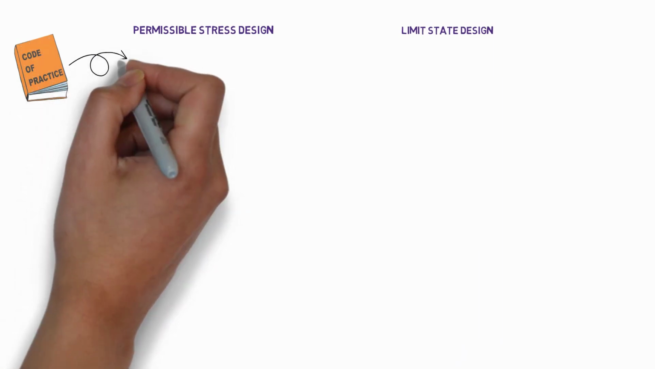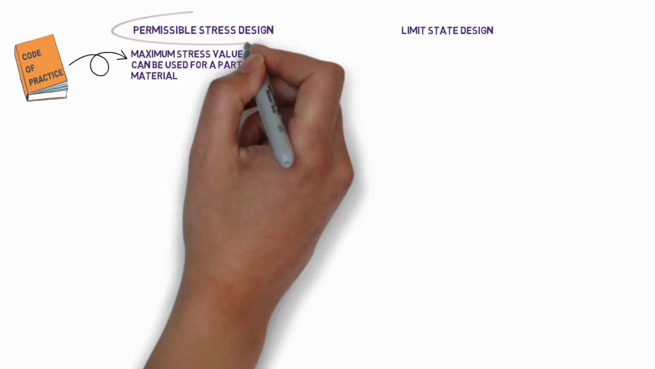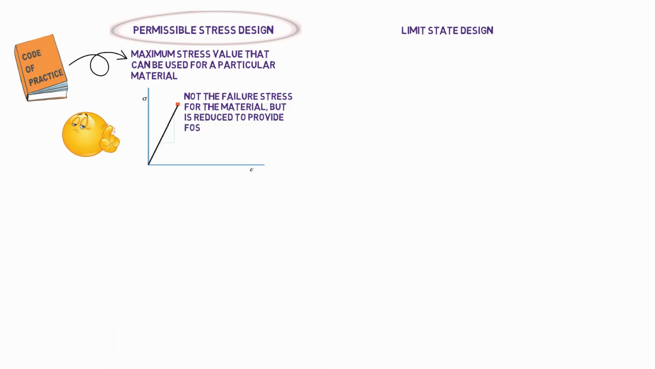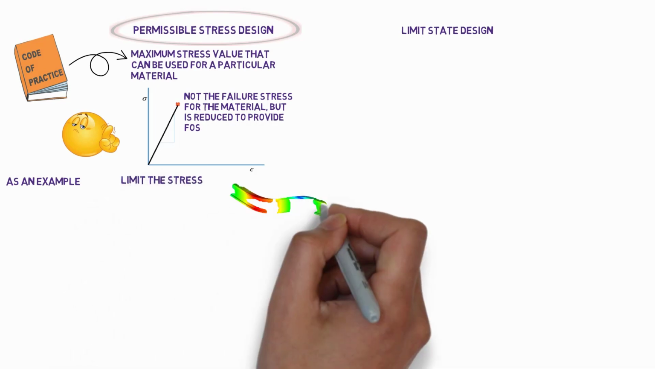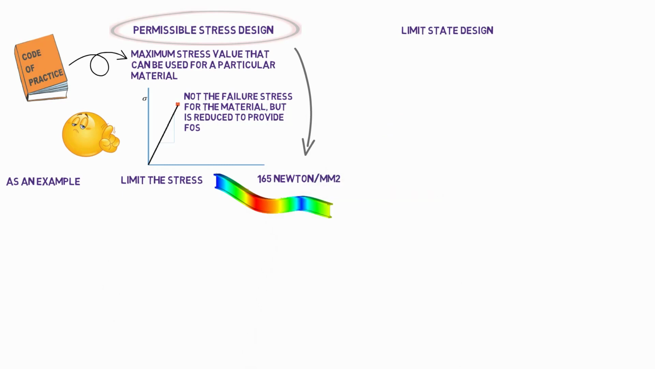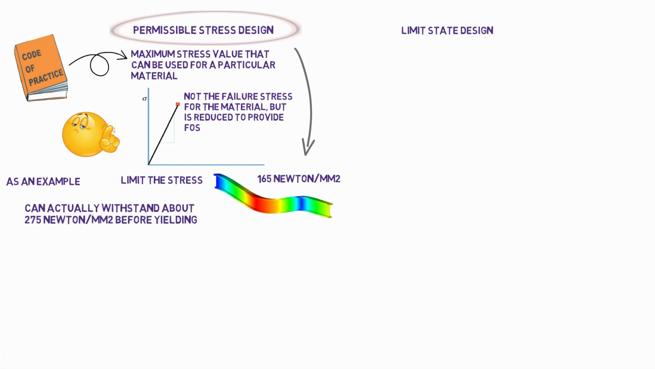for mechanical engineering components. In essence, the permissible stress codes of practice provide the designer with a maximum stress value that can be used for a particular material. This permissible stress is not the failure stress for the material, but is reduced to provide a factor of safety. As an example, designers are instructed to limit the stress in a mild steel beam to a permissible value of 165 Newton per square millimeter, whereas we know that it can actually withstand about 275 Newton per square millimeter before yielding. The designer must ensure that the permissible stress is not exceeded at any point in a structure.